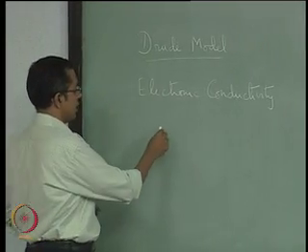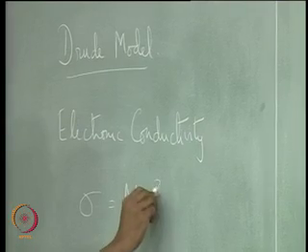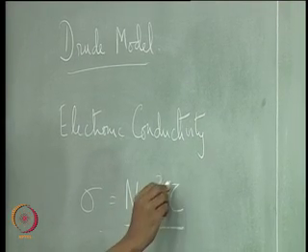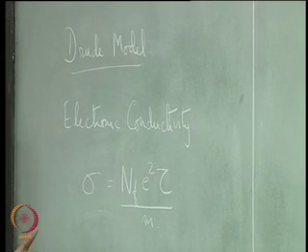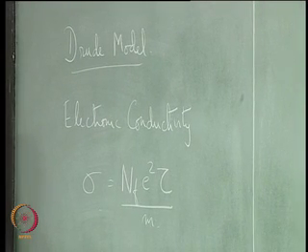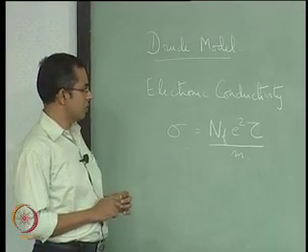So, we got sigma equals n e squared tau by m. This is the kind of expression that we got for electronic conductivity within the framework of the Drude model. This is what we did a couple of classes ago.